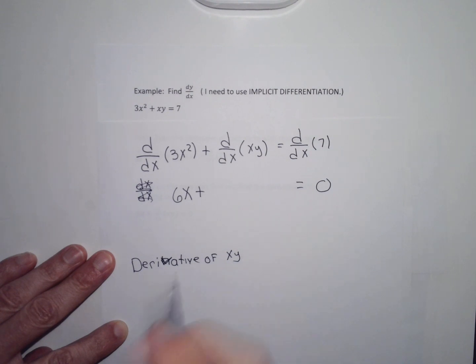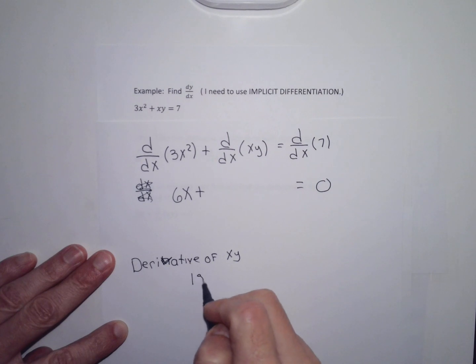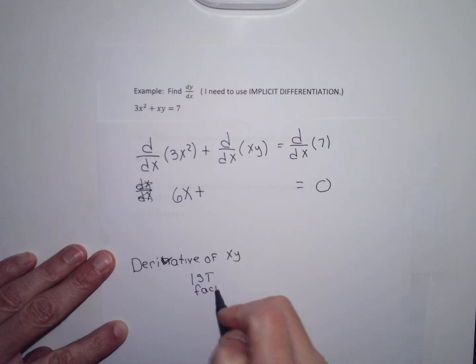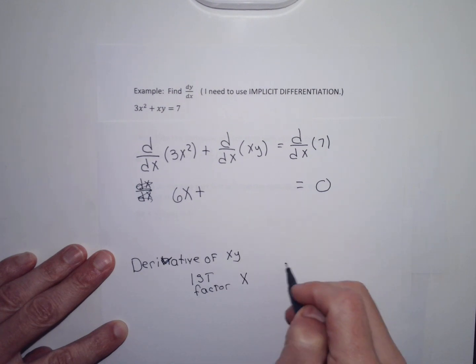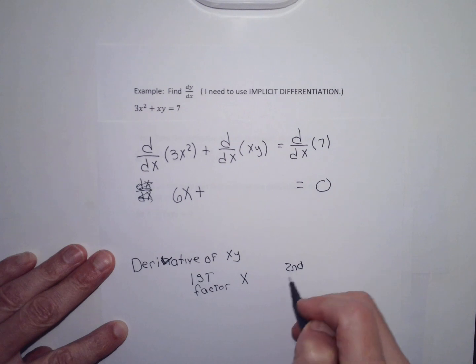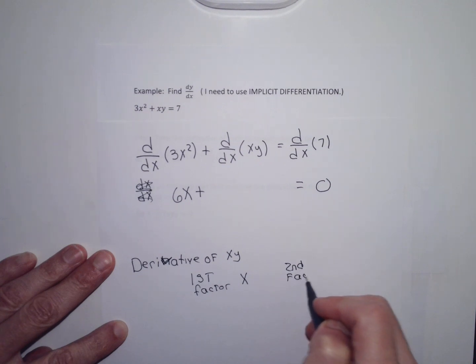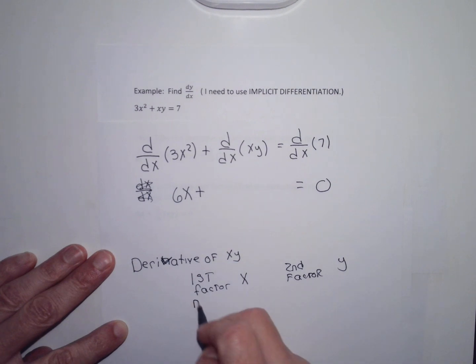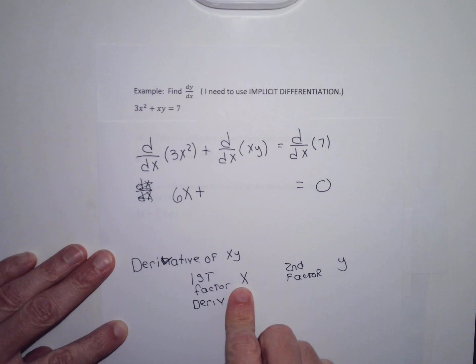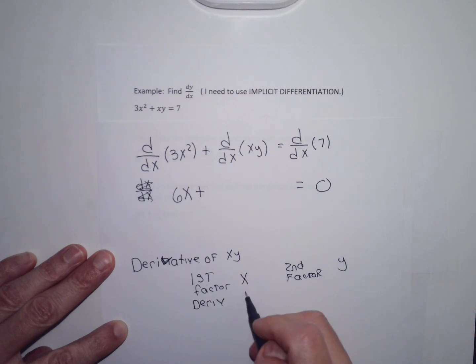I'm going to need to use the product rule because it's multiplication and both factors have a variable. They don't actually both have an x. But my first factor is x. My second factor is y. Now I'm going to do the derivative of each using implicit differentiation. The first term is just the first power term. Its derivative is just its coefficient of 1. It's an x, so I don't need to tack on a dy/dx.